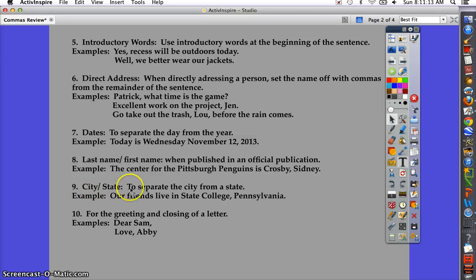Rule 9: city, state, to separate the city from a state. Example: our friends live in State College, Pennsylvania. State College, comma, Pennsylvania. Okay, and then the last rule, the greeting and closing of a letter.